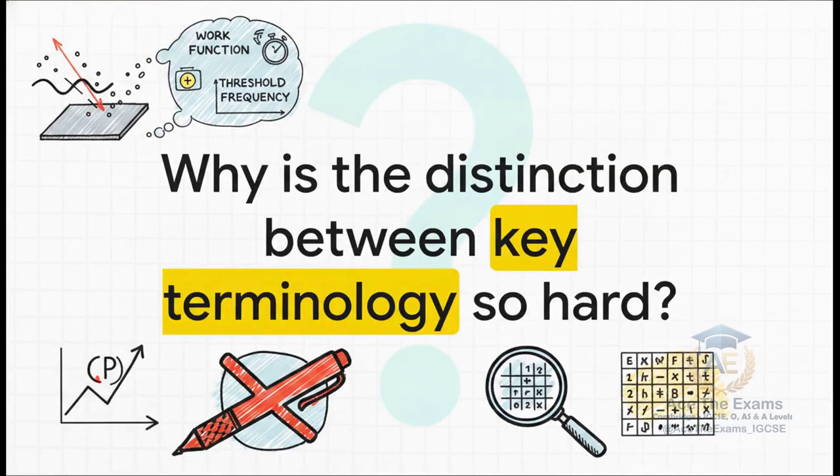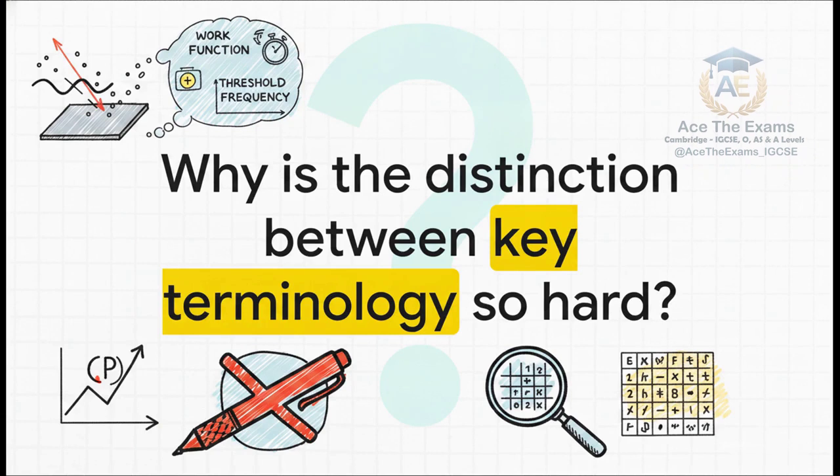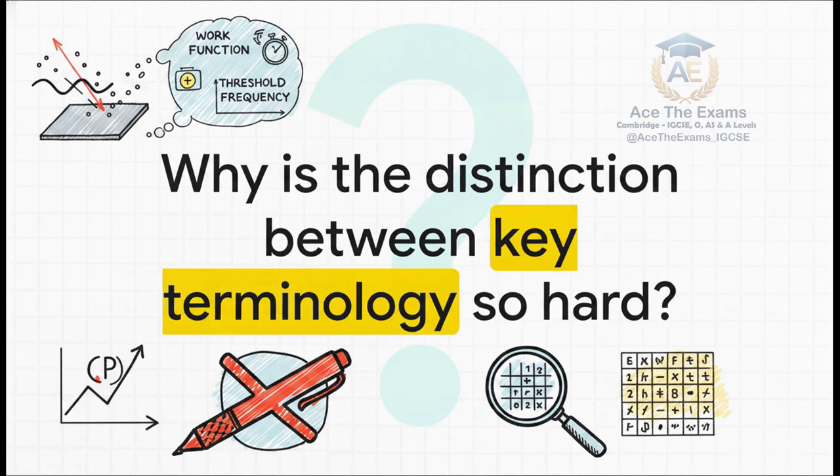So why do students find the distinction between key terminology so incredibly hard? This is a vital question we must ask ourselves before we look at how to actually score those marks. Think back to our student Sam. Why did Sam lose crucial marks here? Because Sam completely confused threshold frequency with work function. Yes, they are deeply related concepts, but they are entirely distinct physical quantities.